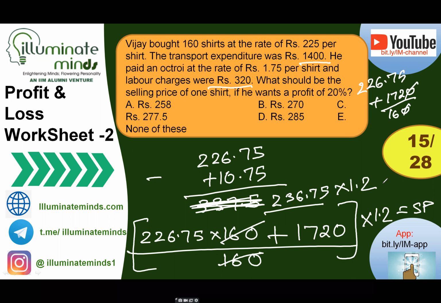Okay, guys. 236.75 into 1.2 will lead to 284.1. So the correct answer is none of these. Option E is the correct answer. Is this okay, guys? It can be approximately equal to 285, but it's 284.1.